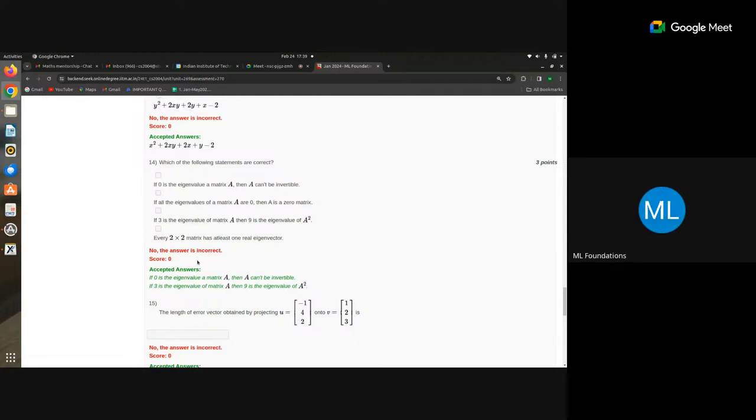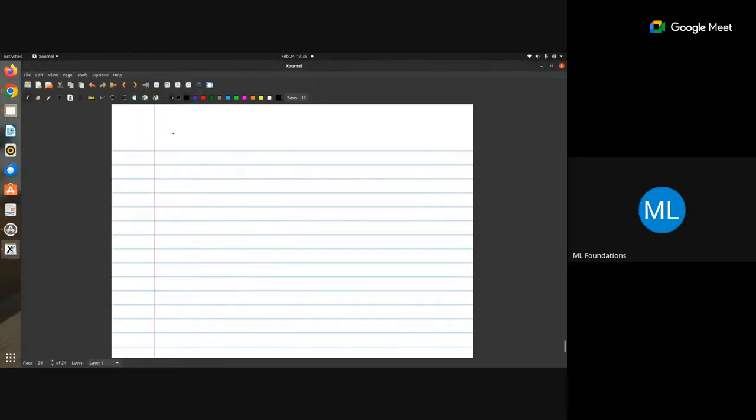It's correct, right? We talked about this earlier. Why, I'll tell you. Suppose A, B, C, D is a matrix A, and suppose lambda 1 and lambda 2 are its eigenvalues. According to the properties of eigenvalues, A plus D is equal to lambda 1 plus lambda 2. This is called the trace of the matrix.